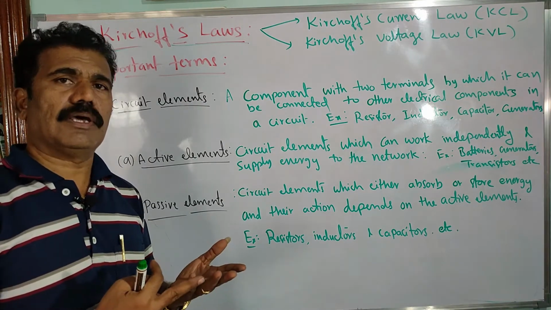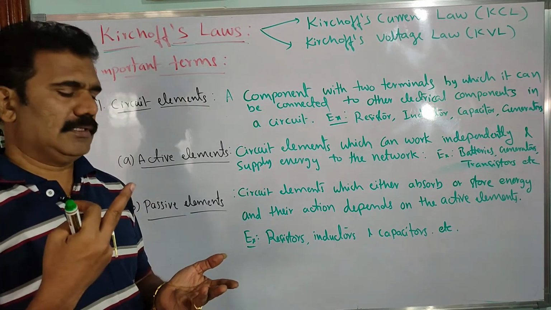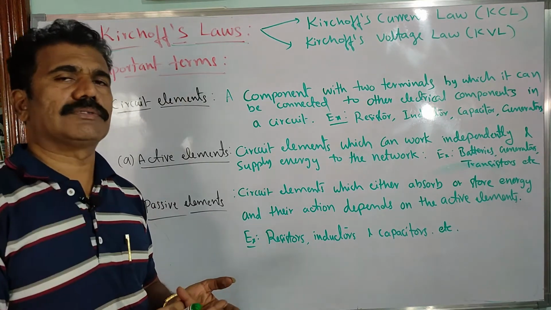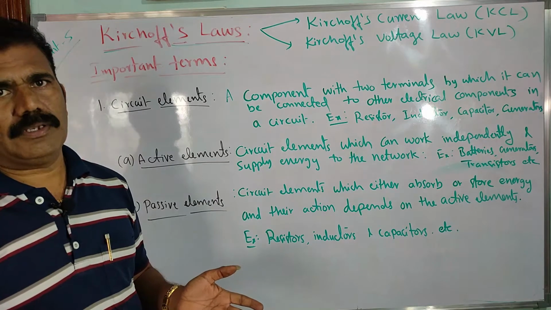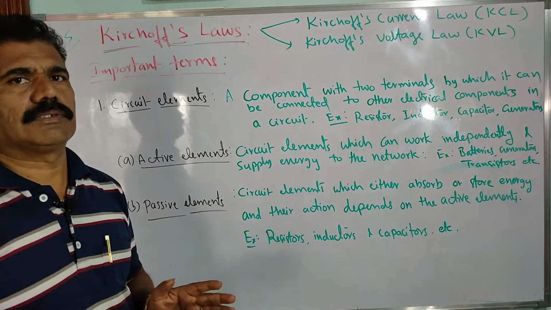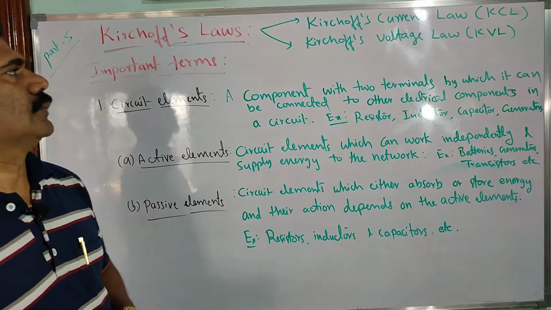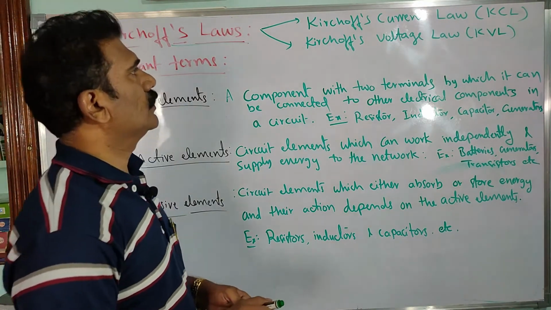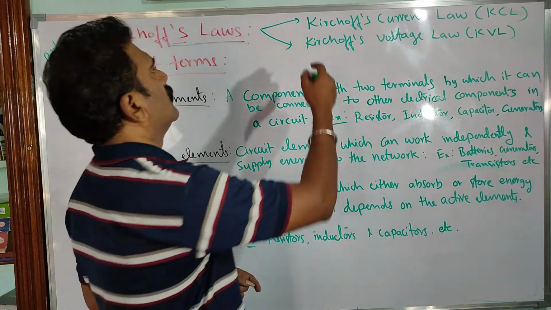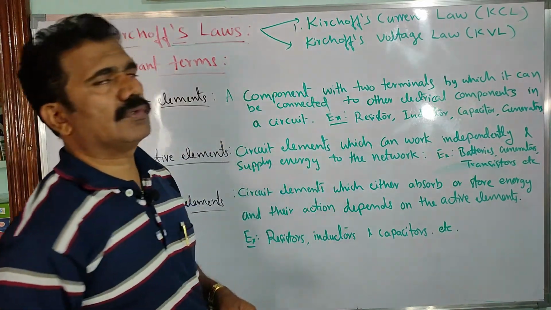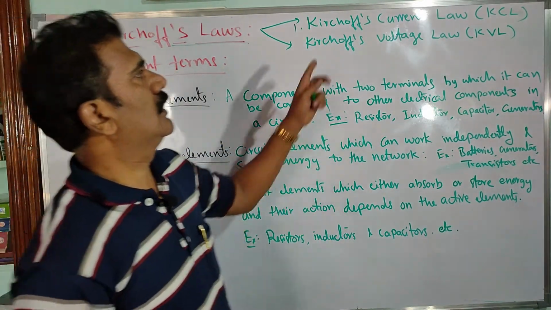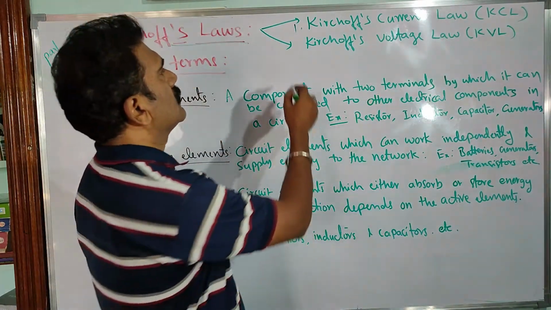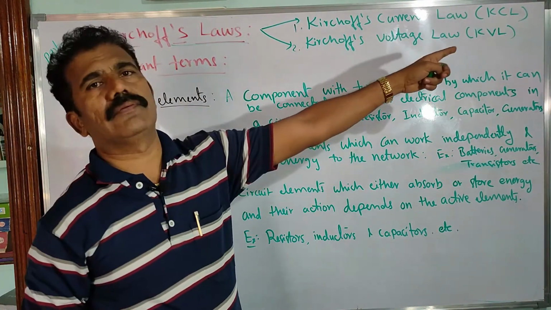Analysis of a circuit includes determination of an unknown resistance, determination of the voltage drop across a resistor, or determination of the current passing through any load, etc. This kind of determination or analysis is possible with the help of Kirchhoff's laws. There are two Kirchhoff's laws. I think you have heard about them. The first one is Kirchhoff's current law, usually called KCL. The second one is Kirchhoff's voltage law, KVL.